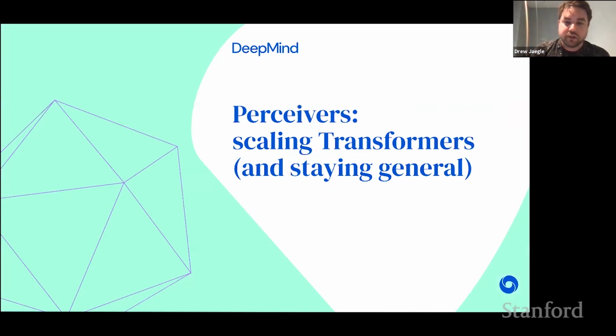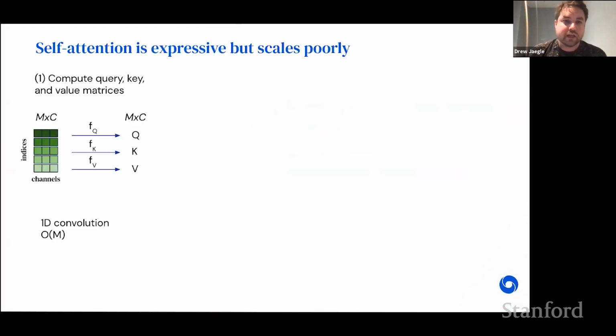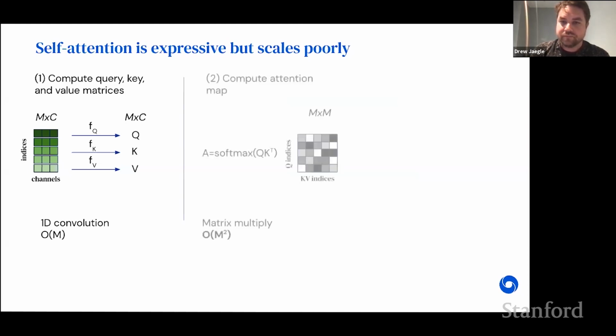The way that we do this is by looking at self-attention and modifying it in a way that allows us to scale better. To walk through what self-attention actually does in standard transformers, we take our input array, which here is written as the indices, which is the number of tokens or the number of pixels, basically the number of input units, depending on what you're looking at, and the number of channels. We have a 1D convolution, so this is big O of M with respect to the Q, K, and V.